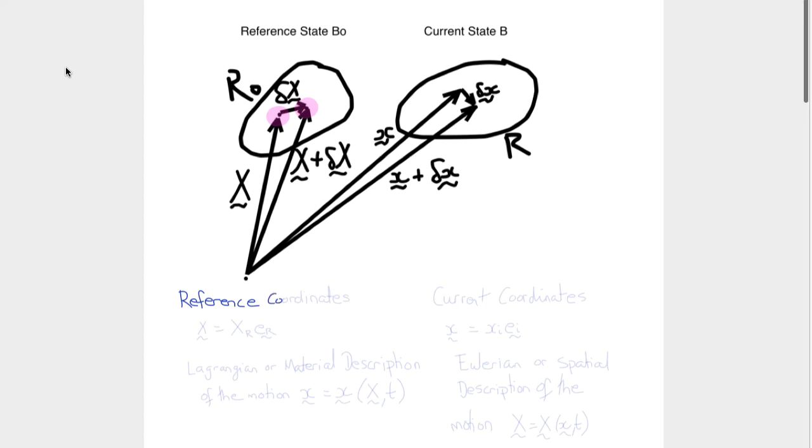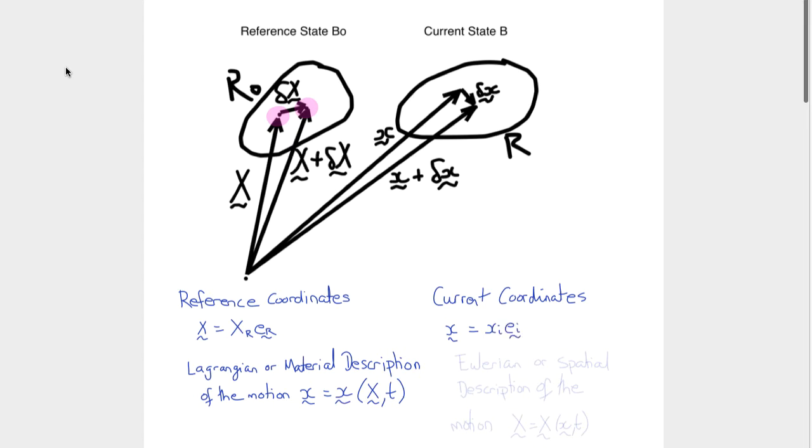So the reference coordinates are components of the position vector capital X. And the Lagrangian or material description of this motion is little x equals little x of big X and t. The current or deformed coordinates are the components xi of the position vector little x. The Eulerian or spatial description of this motion will be big X equals big X of little x and t.